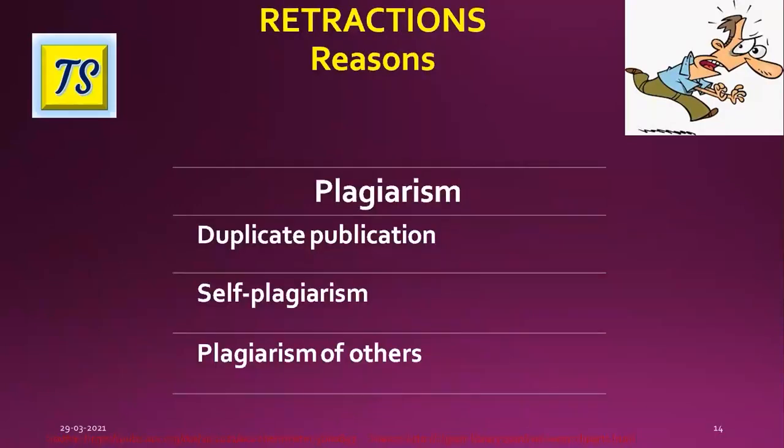The reasons when plagiarism occurs, the reasons behind the retraction activities: the duplicate publication, self-plagiarism. Do you know what duplicate publication is? Simultaneously publishing the articles in different locations. In the last session I showed you, one author published more than 5 papers. The same paper was published by him in different journals. It comes under duplicate publication.